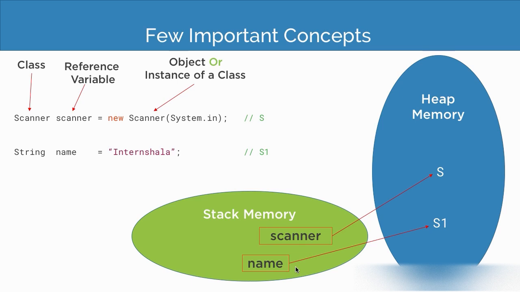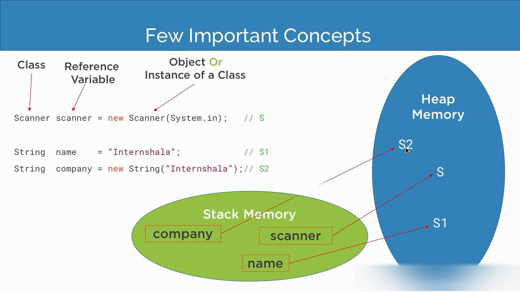And there is another way to create a string in Java which we have not explored yet. That is String company. Let us assume the variable name as company equal to new String and pass the value as Internshala. Now here this company is the reference variable to be created within the stack memory. And afterwards we have new String("Internshala"). Let us call it object S2 that will be created within the heap memory. So as per the rule, the company will now point to the S2 object.